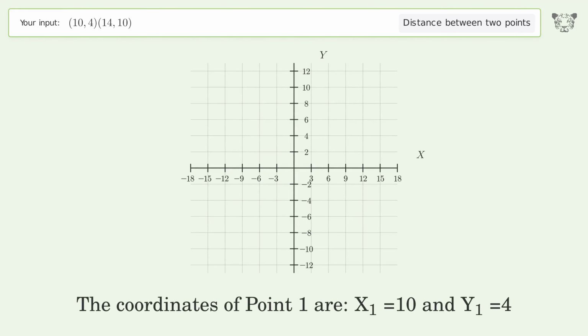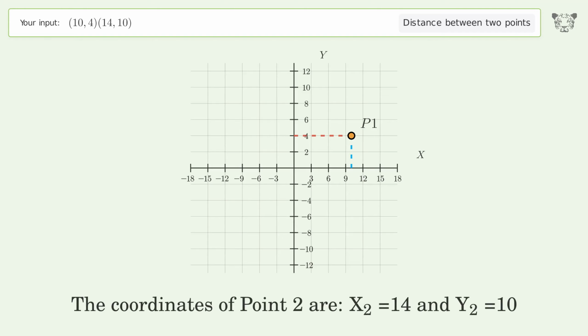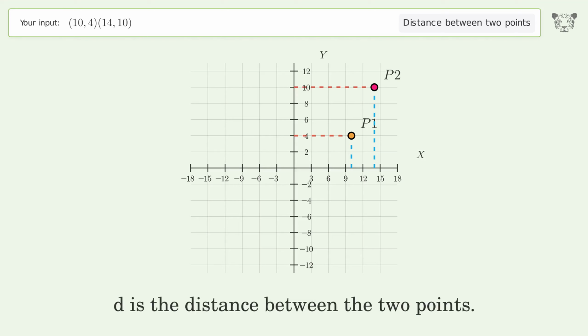The coordinates of point 1 are, x1 equals 10 and y1 equals 4. The coordinates of point 2 are, x2 equals 14 and y2 equals 10. D is the distance between the 2 points.